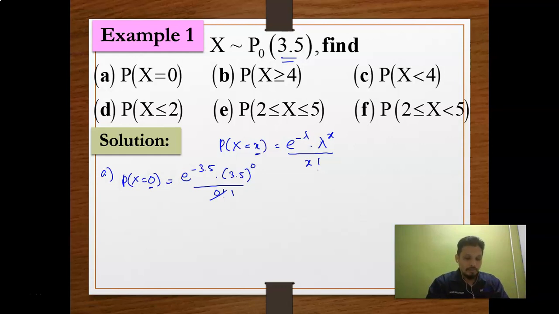So use your calculator then. e to the power of negative 3.5, multiplied by 3.5 to the power of x, which x equals 0, divided by 0 factorial. Let's see what we got here now. It is 0.0302. So for this one here now it is 0.0302.